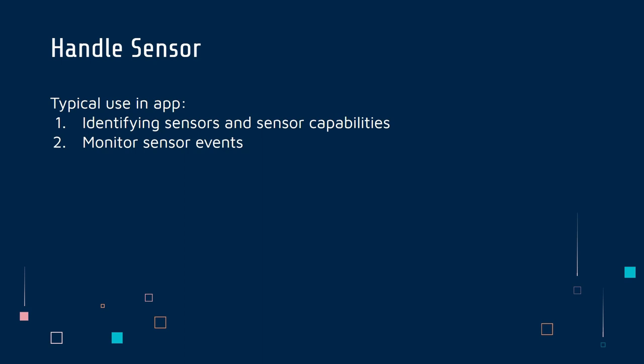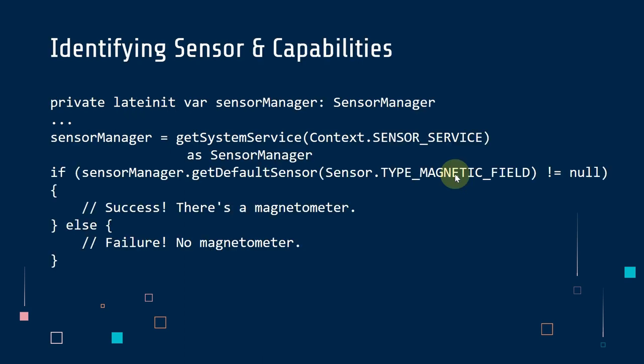And then secondly, after you have confirmed the capability of the sensors, you may record or measure, getting updates of the measurement taken from the hardware sensor using sensor event monitoring. Okay, so this is a snippet of code in Kotlin about how to identify sensors and capability.